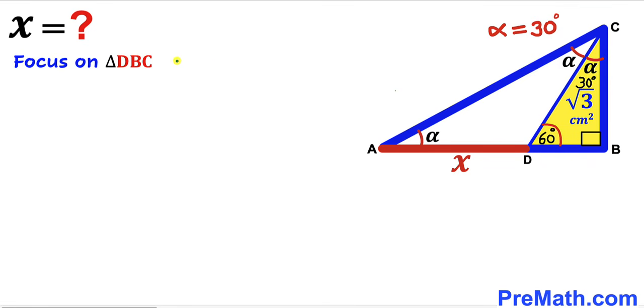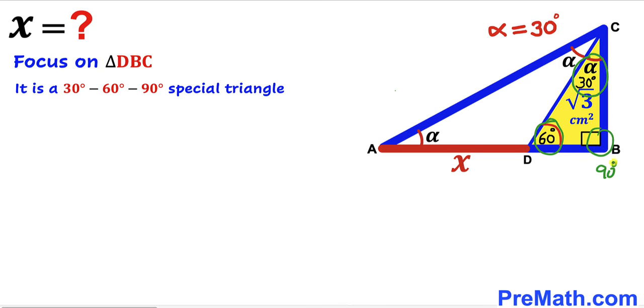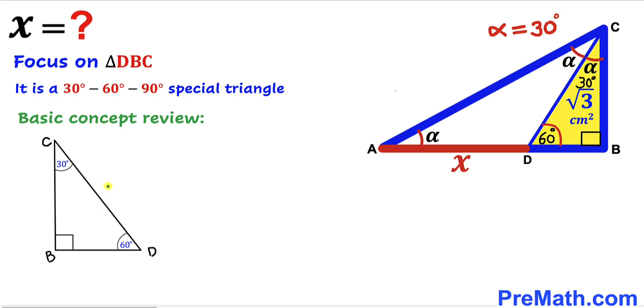And now let's focus once again on this yellow shaded triangle DBC. And we can see that this turns out to be our special 30, 60, 90 degrees triangle, since this angle is 30 degrees, this angle is 60 degrees, and this angle is our 90 degrees. And now let me go over the basic review. Let's focus on this triangle CBD. And we know this is our special 30, 60, 90 triangle.